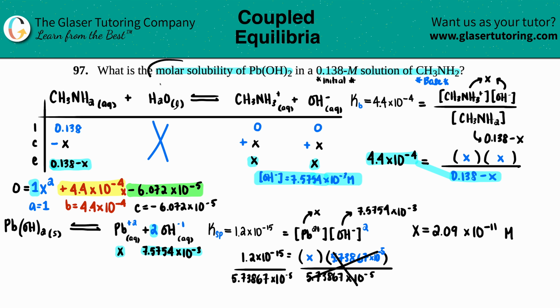Well, they wanted molar solubility of PbOH2. Now, just because PbOH2 wasn't in your K expression, it still got a molarity, right? And in your equation, you only had one PbOH2. And this was only one X. So the ratio matches. So when you solve for X, that's always going to be the molar solubility for Ksp problems. So in this case, it's the same number, 2.09 times 10 to the negative 11th molarity of PbOH2. And that's it.